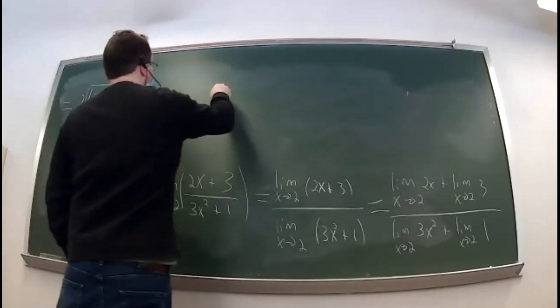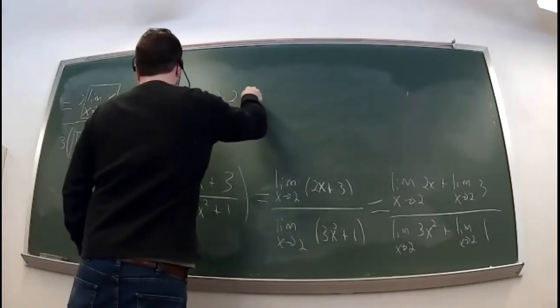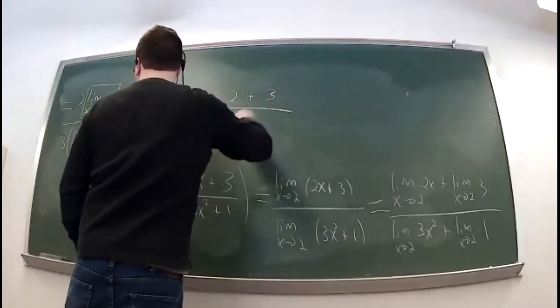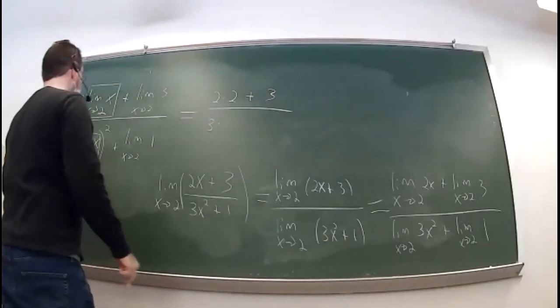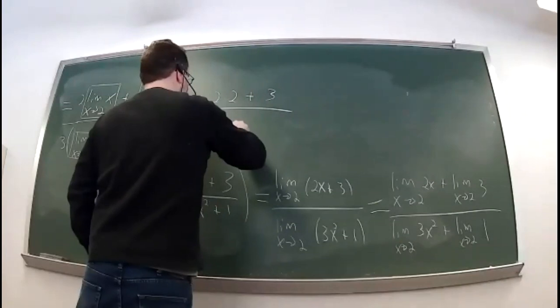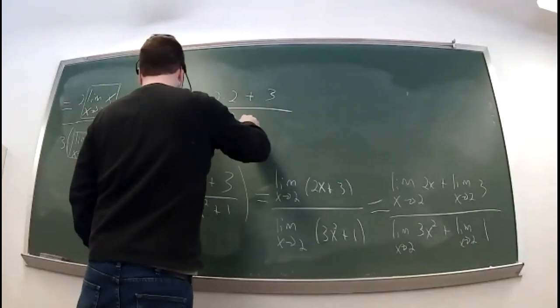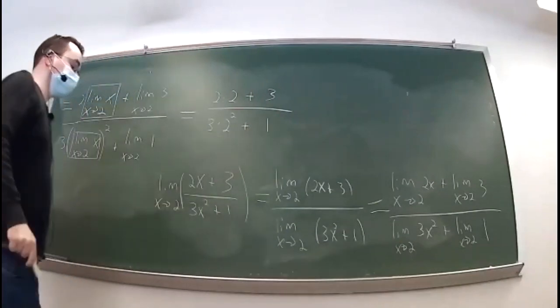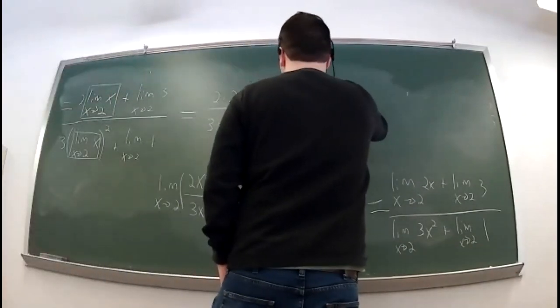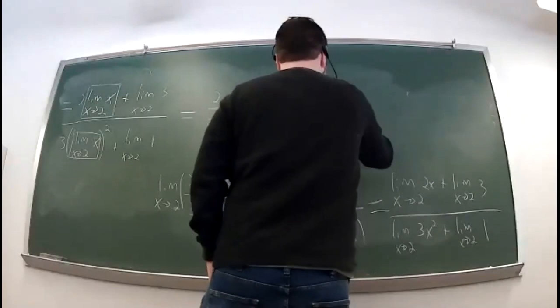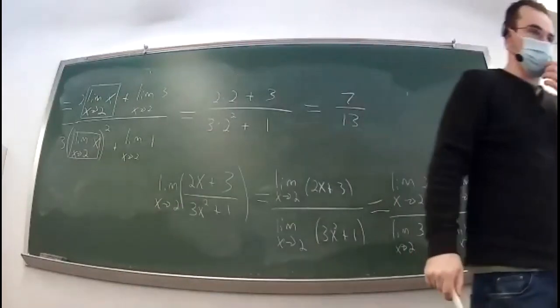So finally, you get 2 times 2 plus 3 over 3 times 2 squared plus 1, which finally turns out to be 4 plus 3 is 7 over 13.